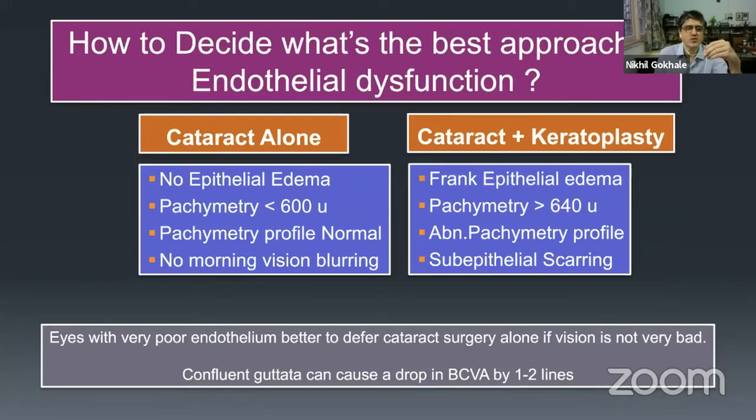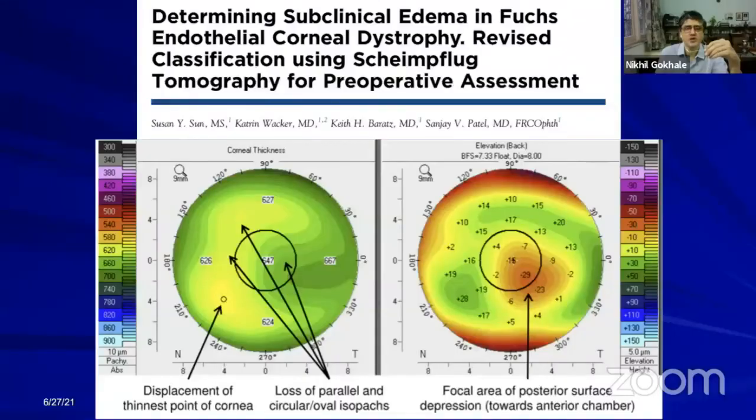So if you have a patient who has no epithelial edema, the pachymetry is less than 600, the pachymetry profile is normal, and there is no history of morning blurring of vision, you could go ahead with doing a cataract surgery alone. Whereas if you have frank epithelial edema, a thick cornea and an abnormal pachymetry profile, possibly do a combined surgery. Understand that guttata itself can cause 1 or 2 lines of drop of visual acuity, and eyes with very poor endothelium are best left unless the cataract is really severe and there is significant visual loss.